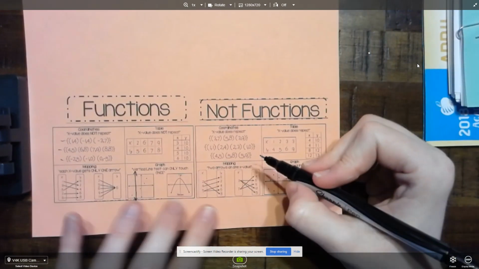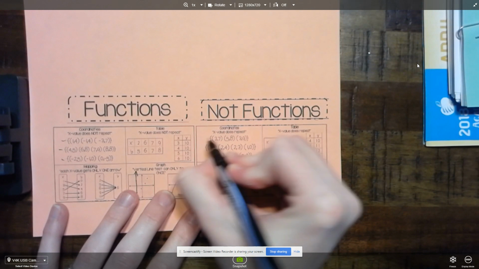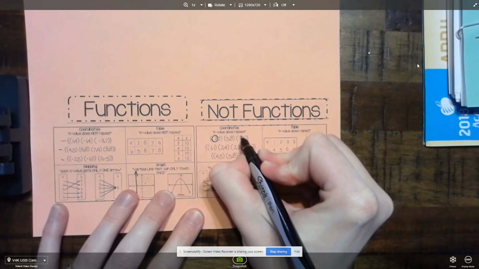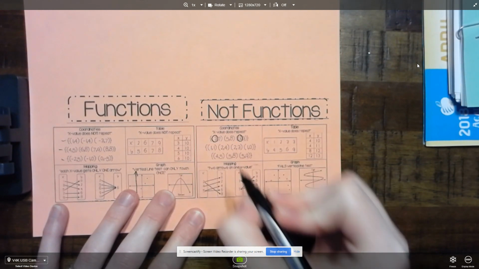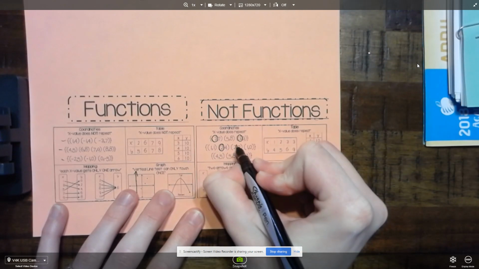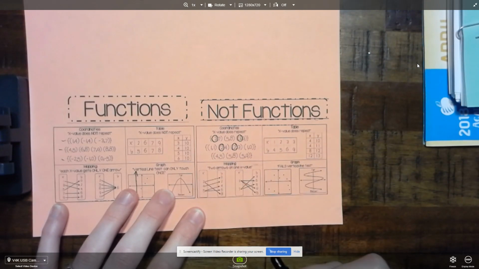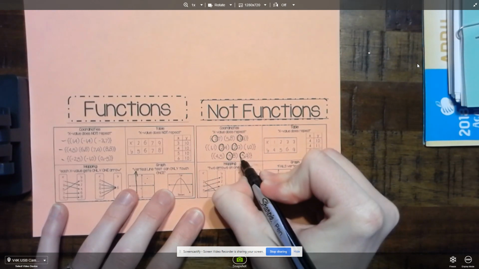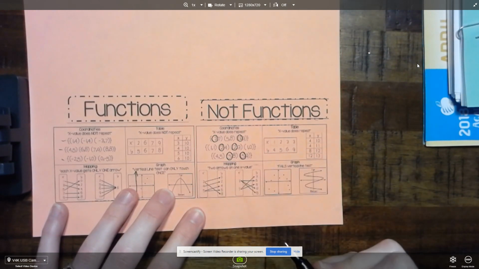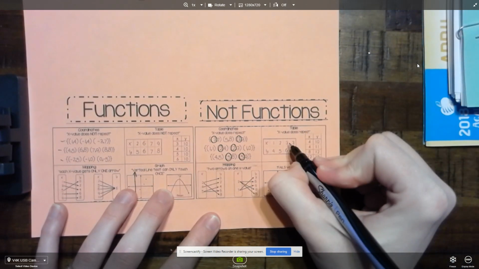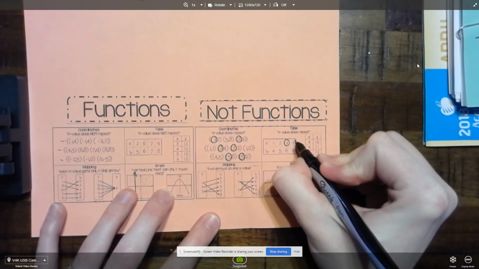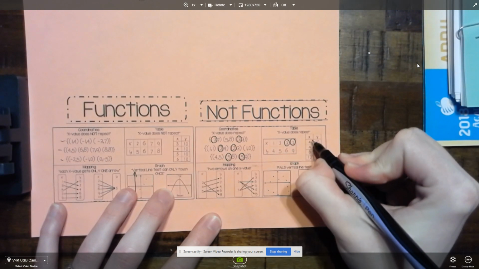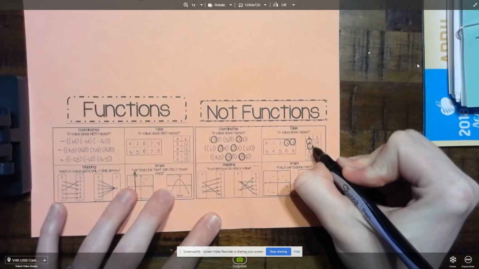So over here where it's not functions, in this first function here, you can see the 3 repeats. So that's why that one is not a function. On the second one here, the 2 repeats. So that is why that one is not a function. Here, the 5 repeats. So that is why that one is not a function. Same thing with the tables. Here, the 3 repeats. And then in this table, the 4 repeats.